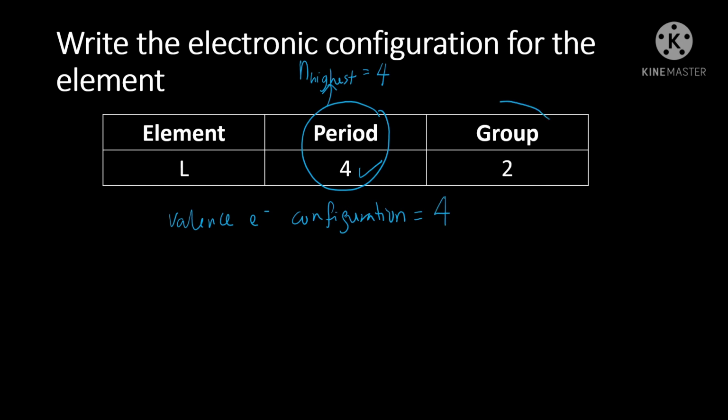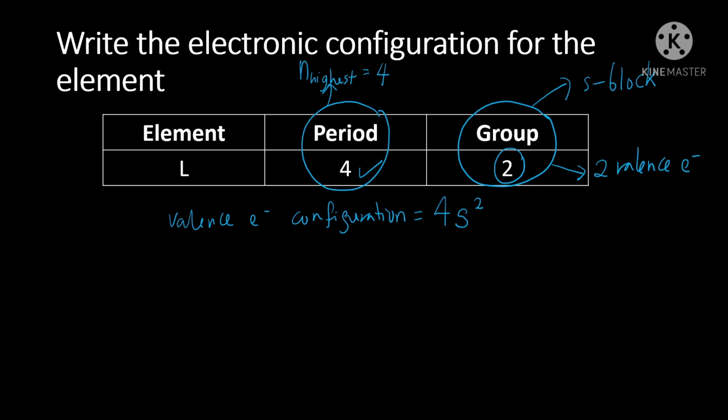And then we look at the group. So this is a group 2 element, and group 2 belongs to the s block, and therefore the last electron should go into the s subshell. Therefore, the valence electronic configuration should be 4s, indicating that the last electron goes into the s subshell. And as this is a group 2 element, it has 2 valence electrons, and therefore the valence electronic configuration should be 4s superscript 2, indicating 2 valence electrons.